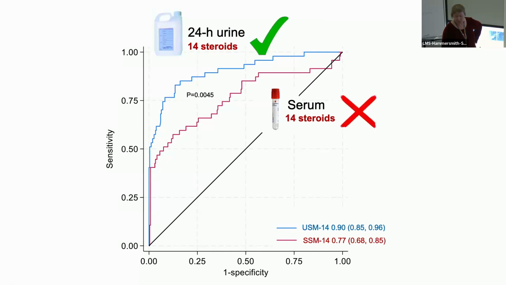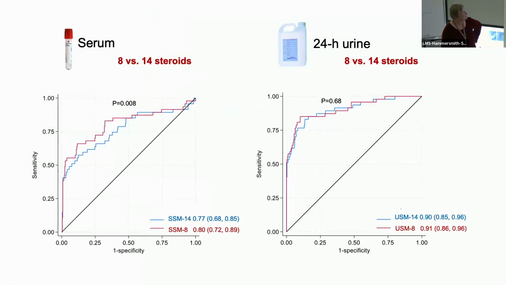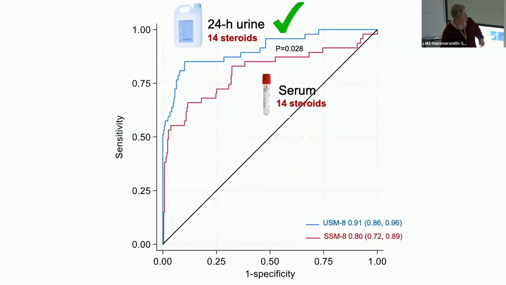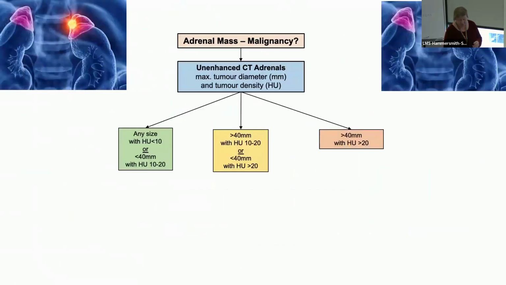And we did this also, then condensed this to 8 steroids. And that showed that also 8 steroids urine is superior, and it maintains the same performance as if you use 14 steroids. So 24-hour urine is superior, and this is what we will go for. And so I hope that you stay with me for the last algorithm picture. That is actually how we will do it.